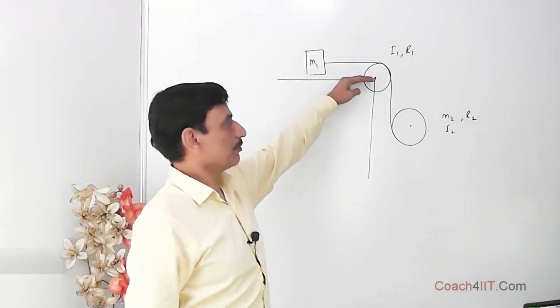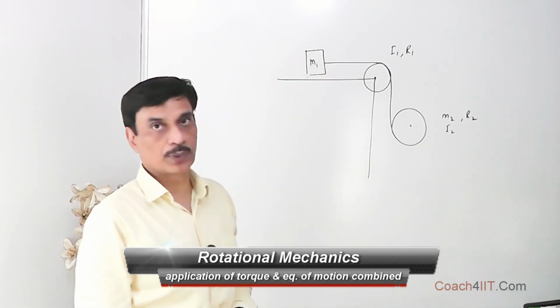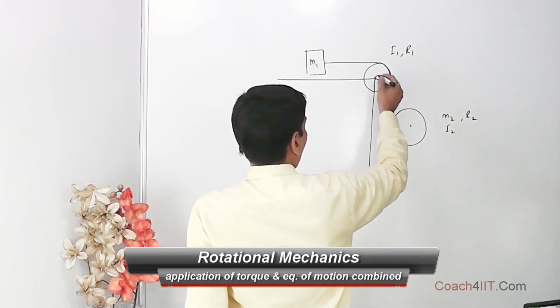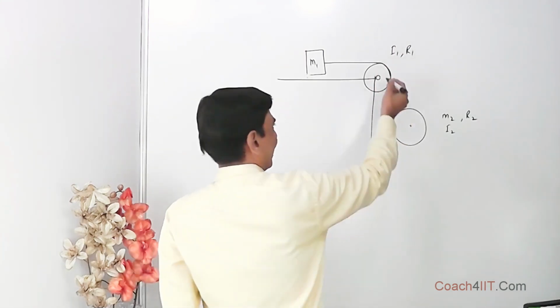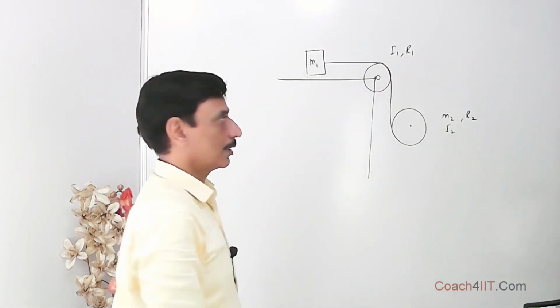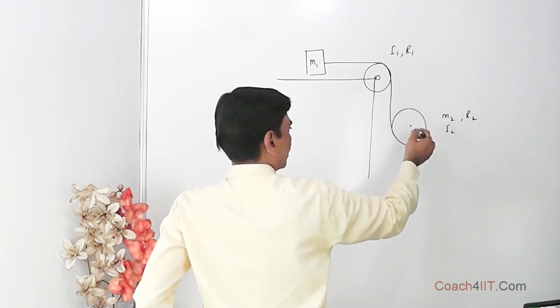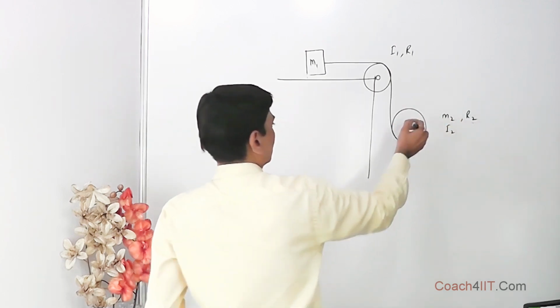We have a frictionless horizontal surface. Over here we have a block M1, and a massless string goes like this. This is a pulley. I1 is the moment of inertia of this disc about this axis, and R1 is its radius. The string also goes over here to another disc which has mass M2, radius R2, and moment of inertia I2 about this axis.